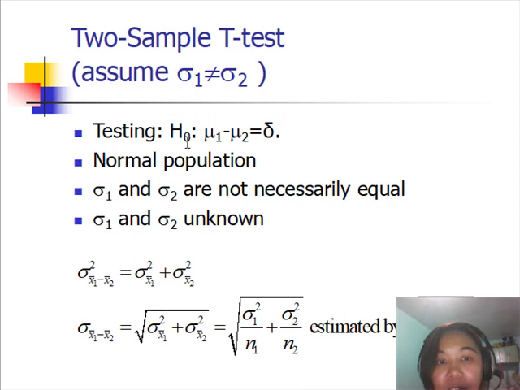Okay, for another test where we assume an inequality of the population variances, or the population standard deviations, the test is still t. However, we do not use the pooled standard deviation. Rather, we use this standard error. Okay?